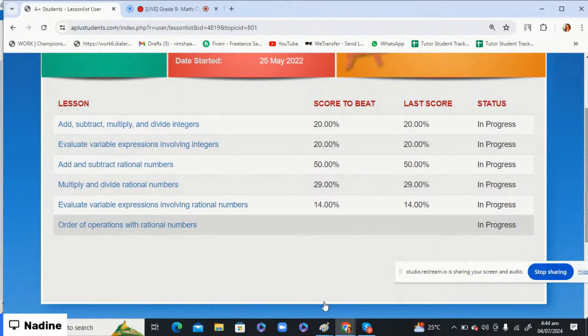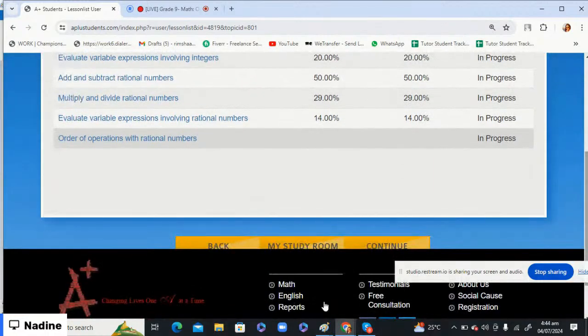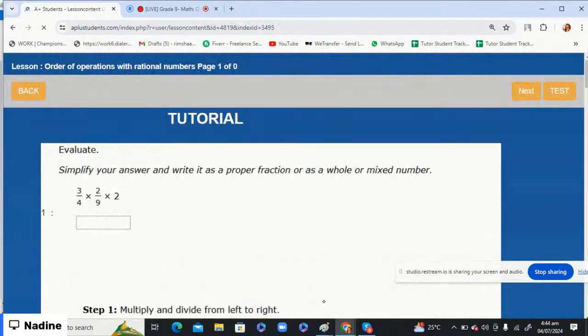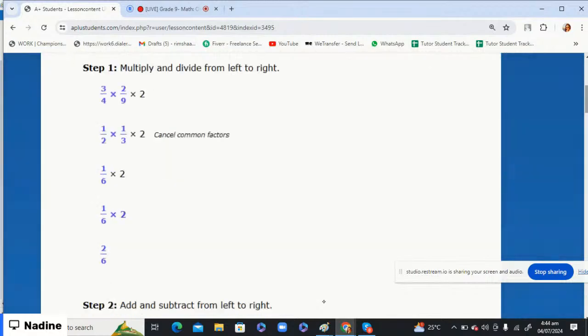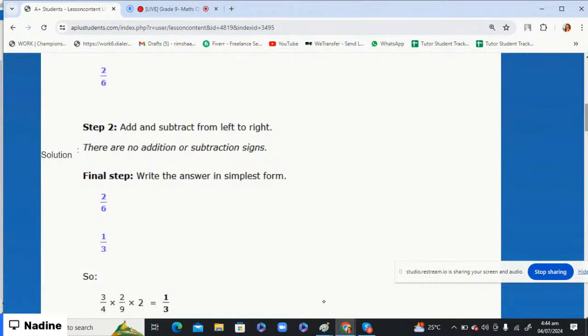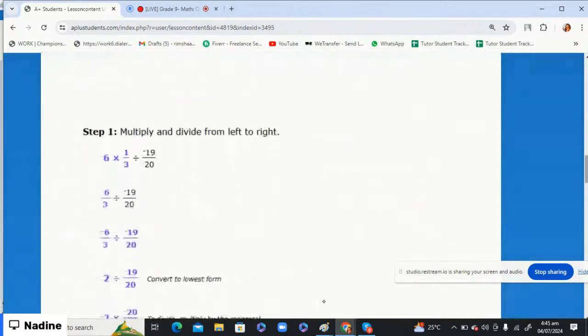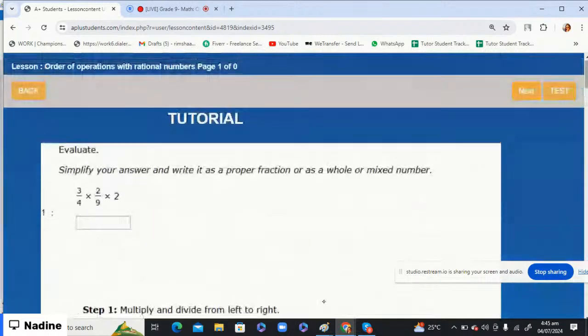All right, so the last lesson you can do by yourself. This is also very easy, just simple order of operations. Just simply, there are two operations involved here, or otherwise we can cover this one as well in the next session.